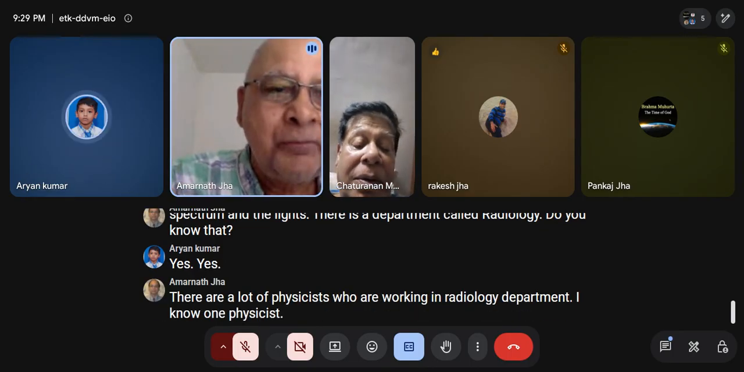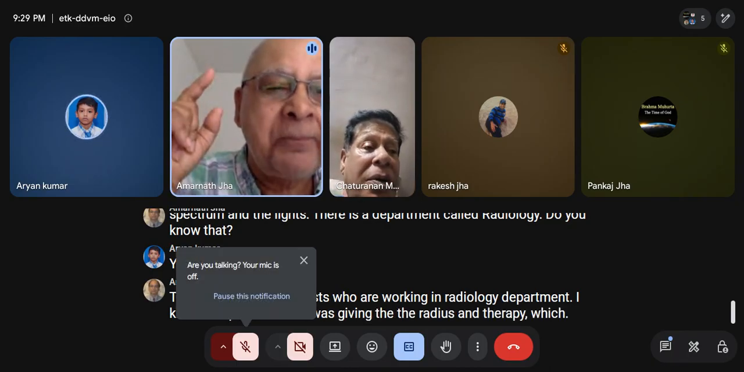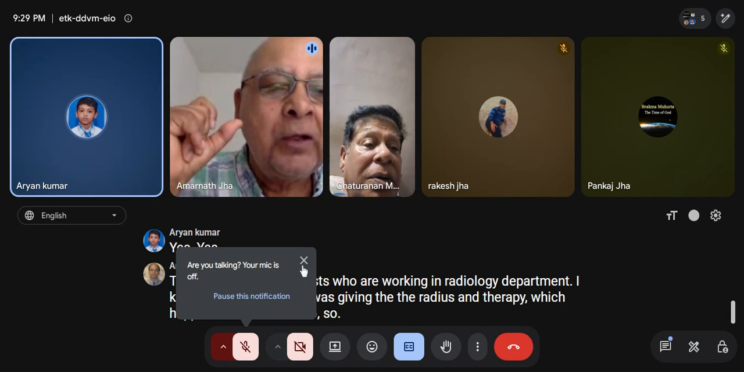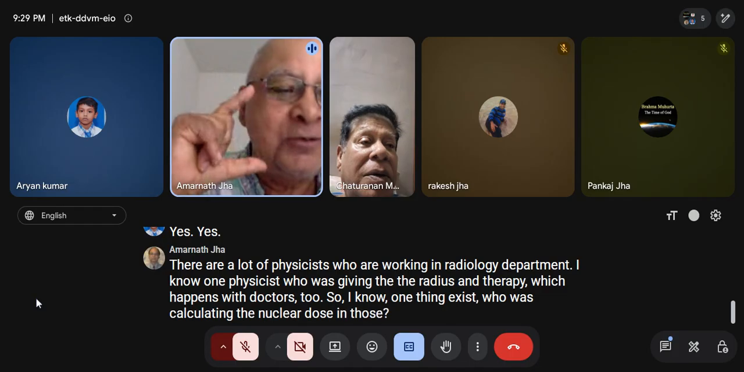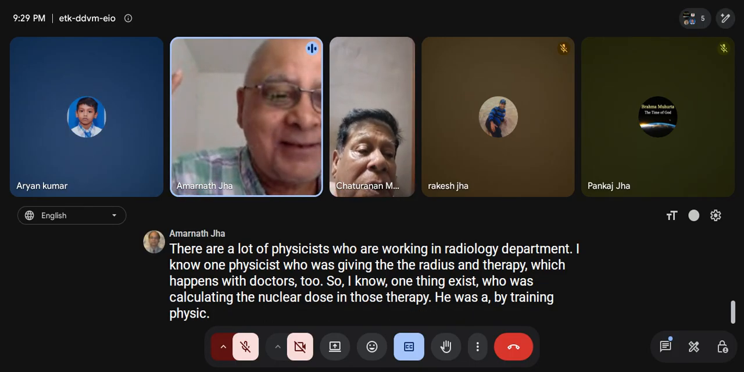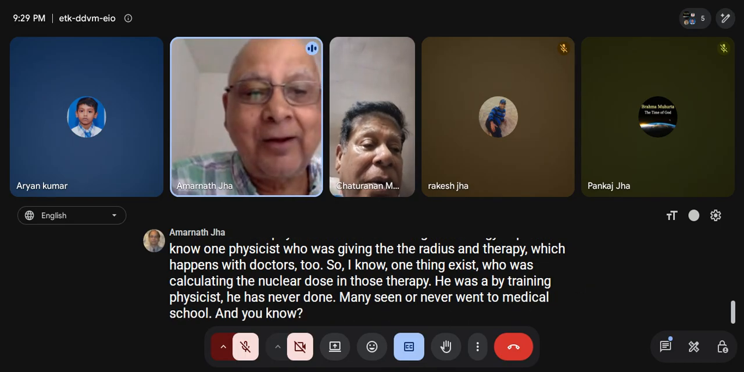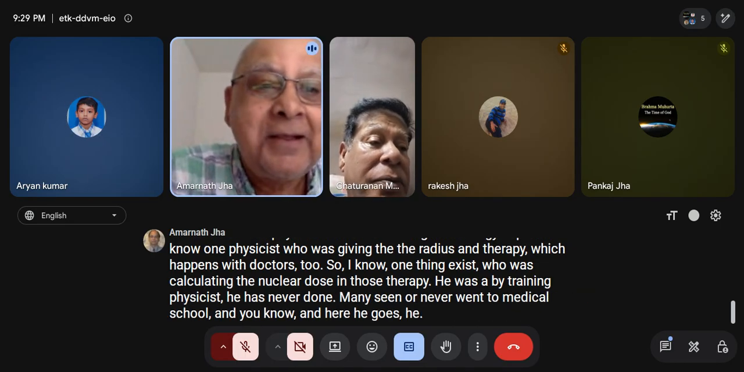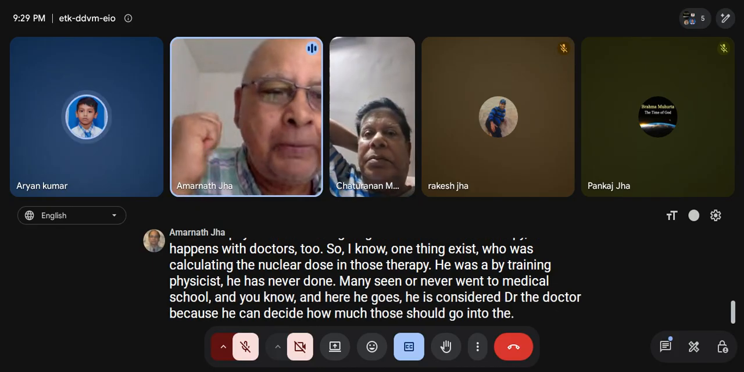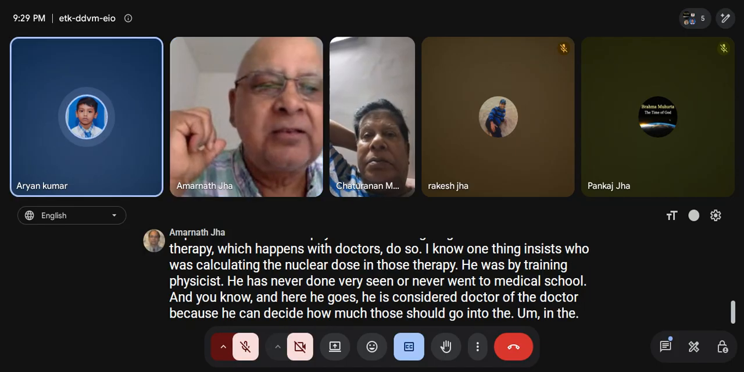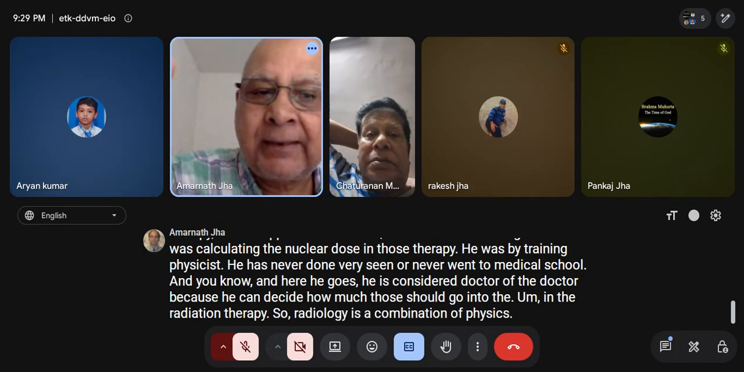I know one physicist who was giving the radiation therapy, which doctors do. He was calculating the nuclear dose in those therapies. He was a physicist by training. He has never done medicine or gone to medical school. And here he goes: he is considered the doctor of the doctors because he can decide how much dose should go into the radiation therapy. So radiology is a combination of physics, medicine, and all that.